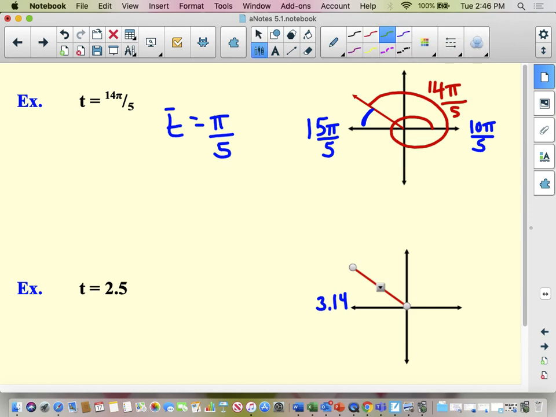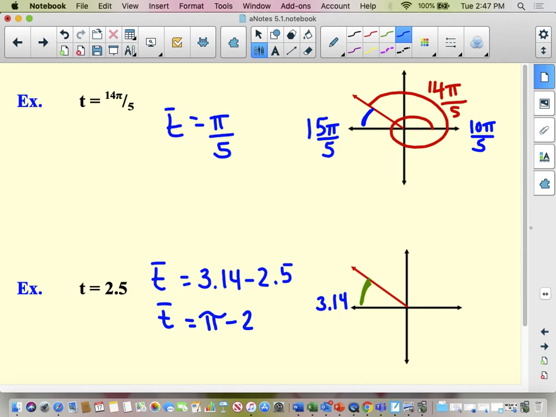Well, my reference angle is from my terminal side to the x-axis. So mathematically, how can I figure out what T bar, my reference number, is? I can take 3.14 minus 2.5 and get that as an approximation, or if I want it exact, I can take pi, since 3.14 is pi, minus 2.5.